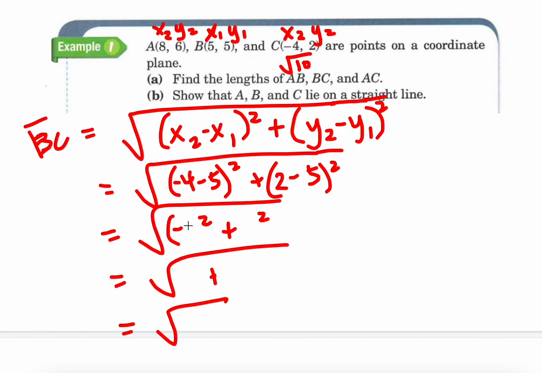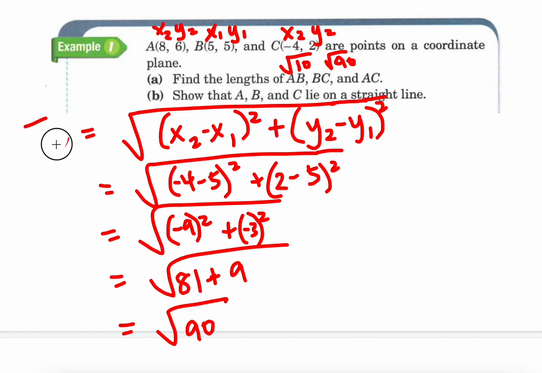Negative 4 minus 5 is negative 9. 2 minus 5 is negative 3. So 9 squared is, 9 times 9 is 81. 3 times 3 is 9. So this is 90, square root of 90. BC is the square root of 90. All right, and then lastly, we have AC. So let me erase this so I can reuse it because it's the same formula.